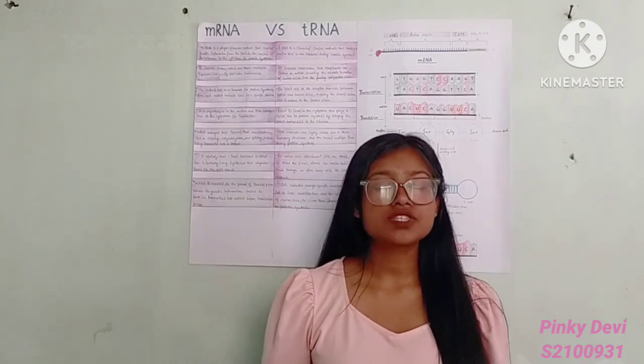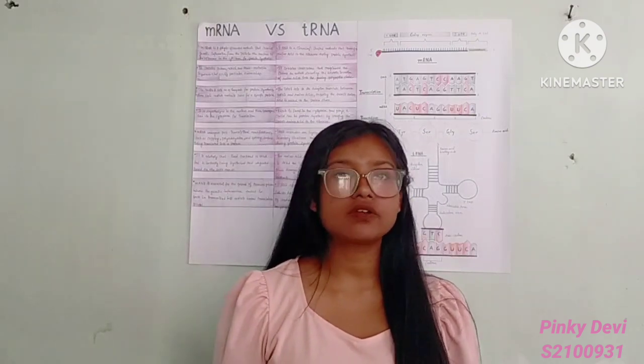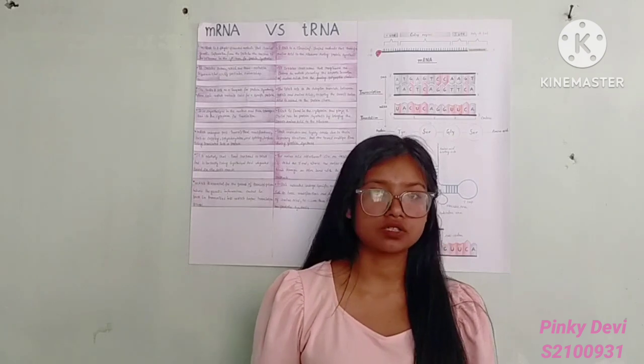Now we'll talk about the structure of tRNA. The mature structure of the tRNA comprises 3 hairpin loop structures which give it the appearance of a clover leaf structure. The tertiary structure of tRNA is of L shape.